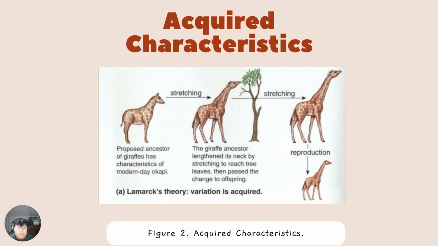Next is the acquired characteristics. In order to adapt to their environment, giraffes that had grown long necks would produce offspring with long necks instead of the short necks that their parents were born with.